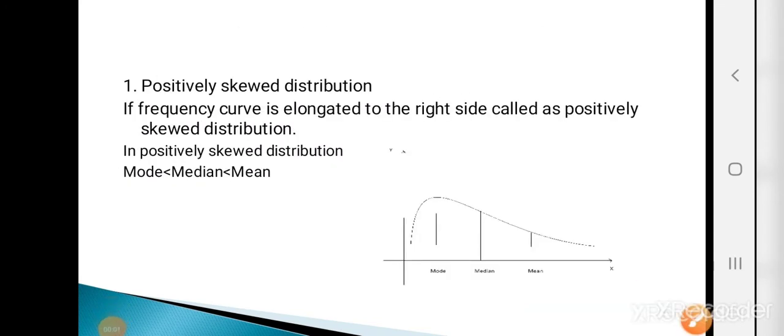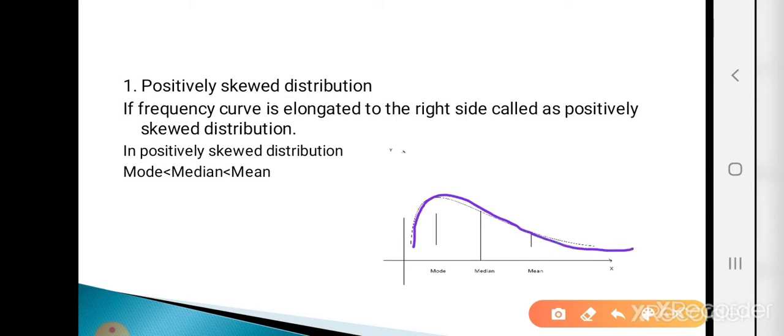Now see what is the relationship between mode, median and mean in different distribution types. First of all, we see the positively skewed distribution. What is meant by positively skewed distribution? If the frequency curve is elongated to the right side, it is called the positively skewed distribution. How to draw the frequency curve? Take mid values on the x-axis and the frequency on the y-axis. Plot the points on the xy plane and join these points by a smooth curve. If your frequency curve is elongated to the right side, then it is called the positively skewed distribution.